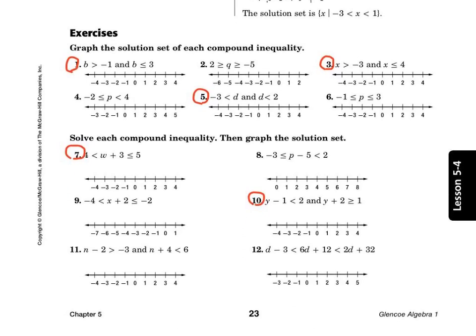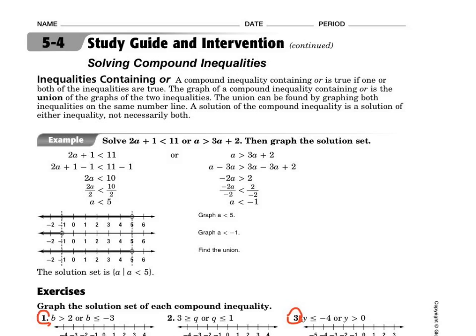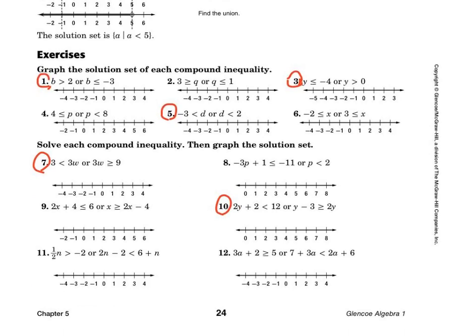Okay, let's do some graphing and practice problems. For graphing, number 1, number 3, and number 5, these are all and intersection type compound inequalities. Okay. And then solve 7 and 10. And on this page, these are all or unions, where you graph everything. I want you to graph 1, 3, and 5, and then solve 7 and 10.